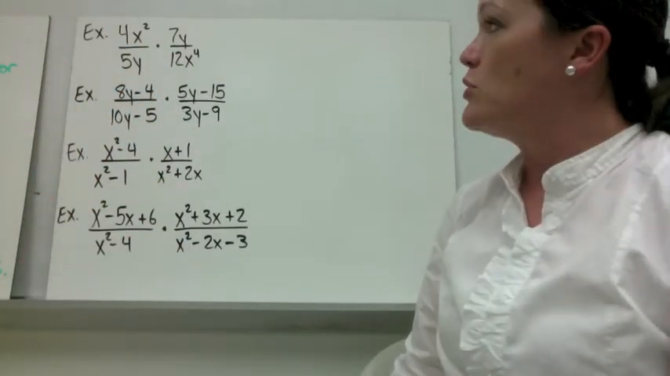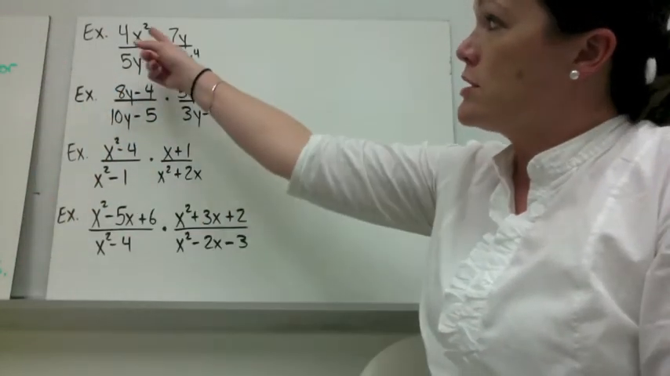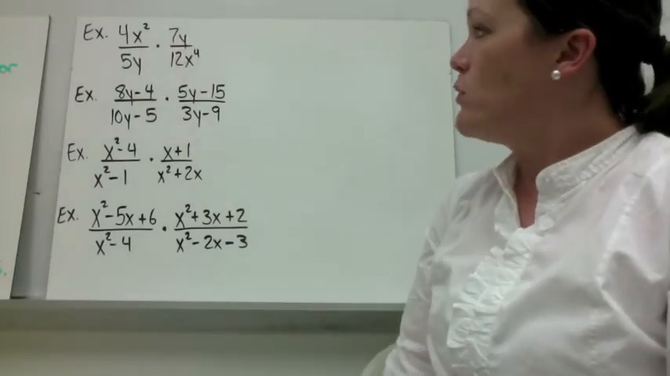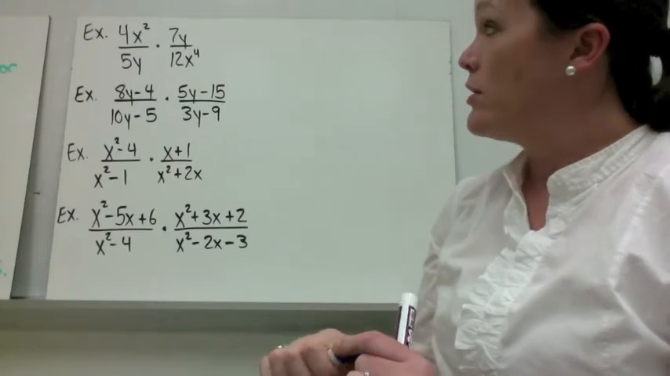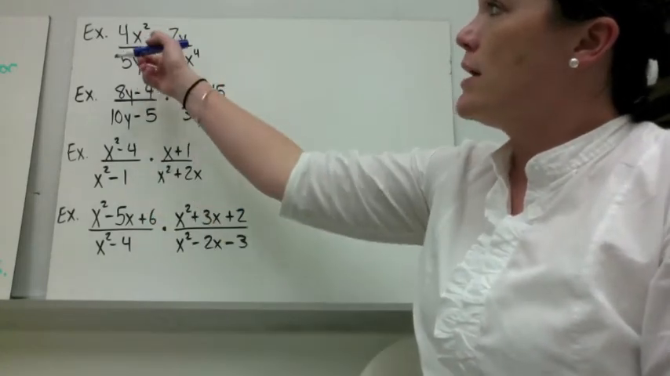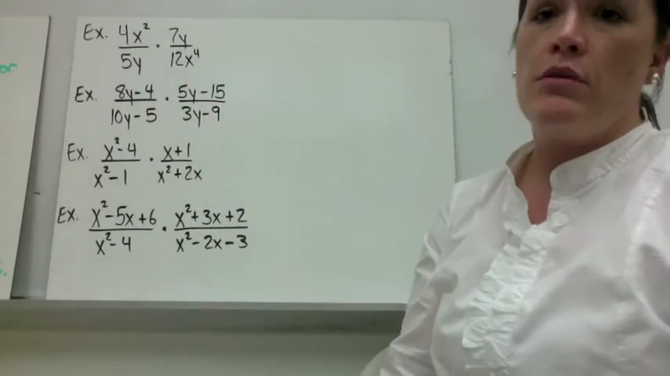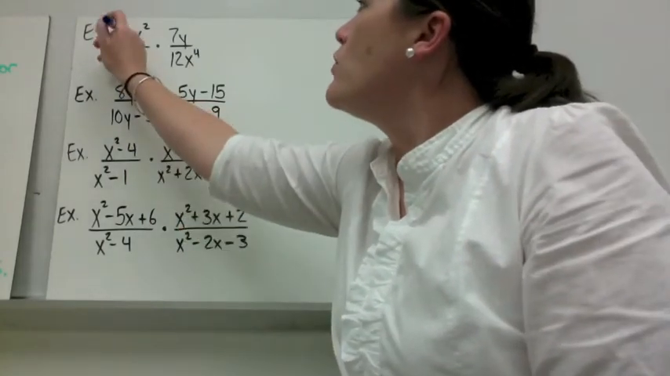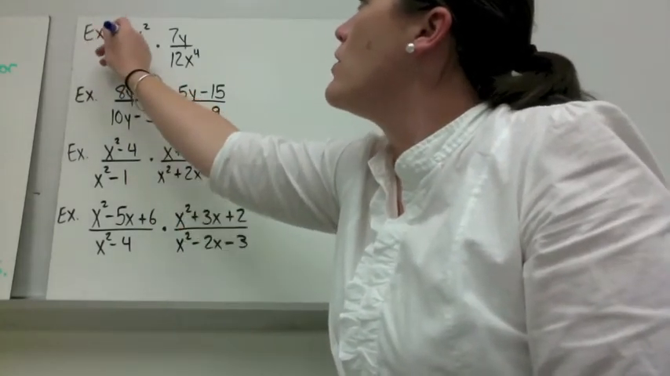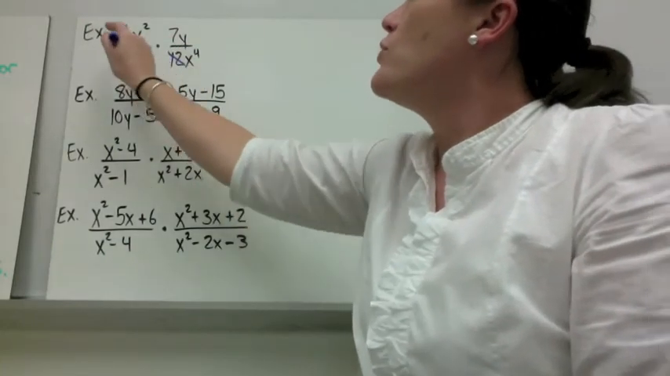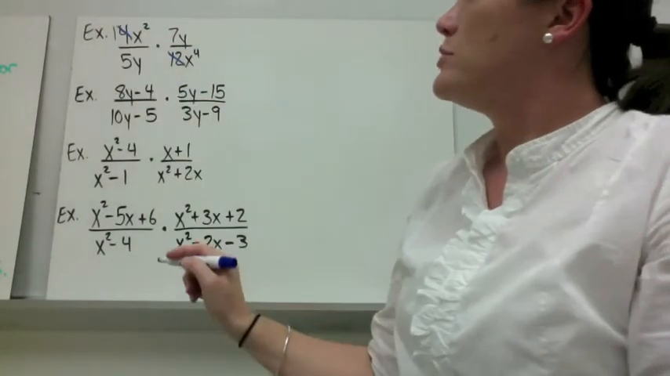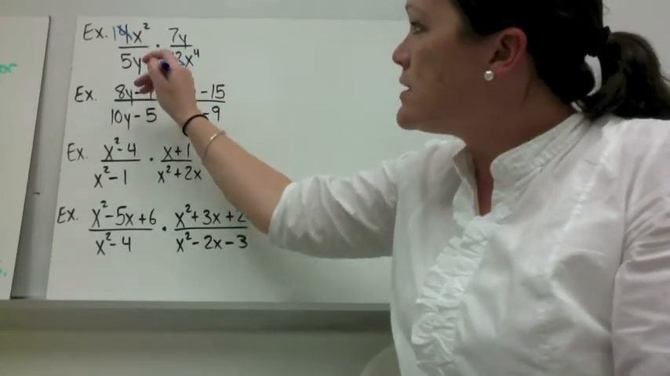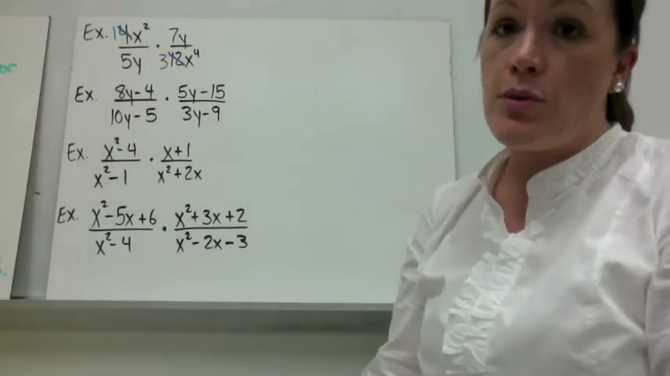So in our first example, we have some monomial expressions. So we have 4x squared over 5y times 7y over 12x to the fourth. So when they're monomials, we can't do any more factoring since there's just one term. But we could cancel, like the 4 and the 12 are diagonal from each other. So 4 goes into 4 one time, so we could replace it with a 1. And 4 goes into 12 3 times, so we could replace it with a 3.